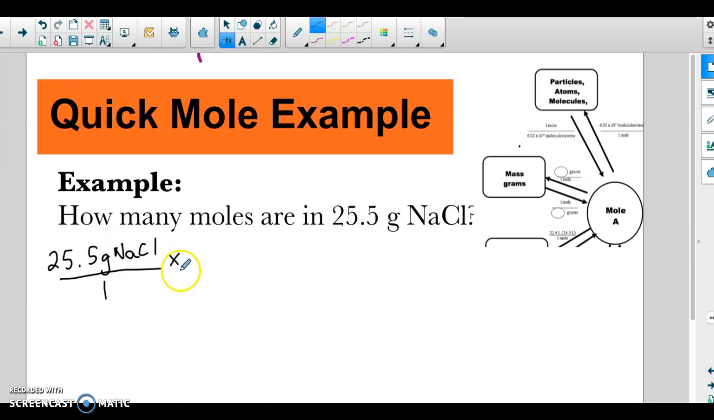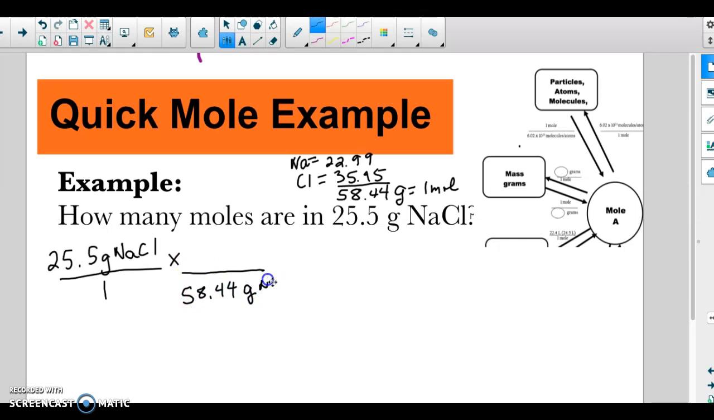Then we're going to multiply by a conversion factor. It's not cross multiplication. For sodium chloride, sodium's mass is 22.99, chlorine is 35.45, so we get a mass of 58.44 grams per mole. There's that many grams of sodium chloride in 1 mole. So I'm going to put the 58.44 grams down here of sodium chloride so that it cancels, and then 1 mole of sodium chloride up here, so I can cancel my unit. On my calculator I'm just taking 25.5 times 1 divided by 58.44.